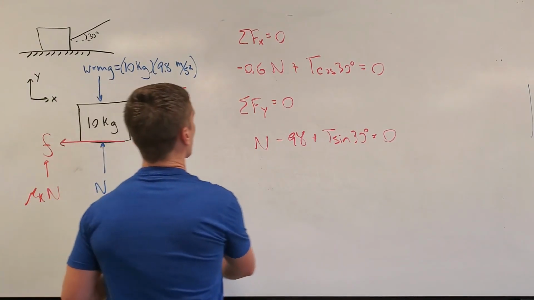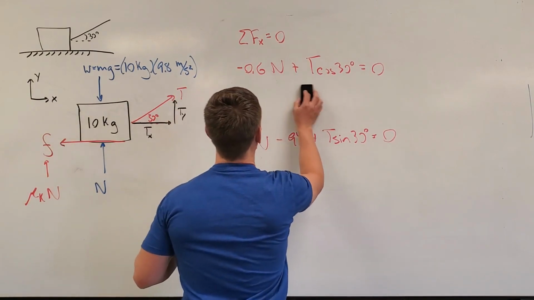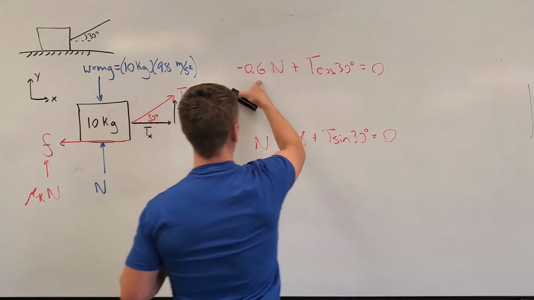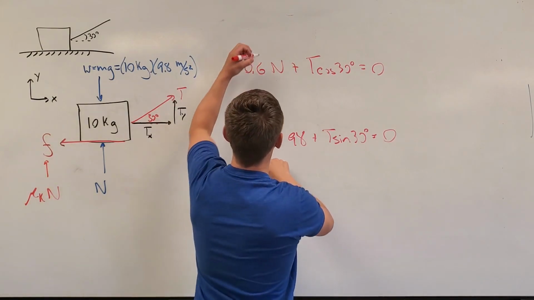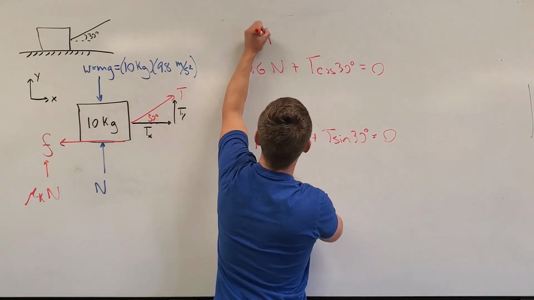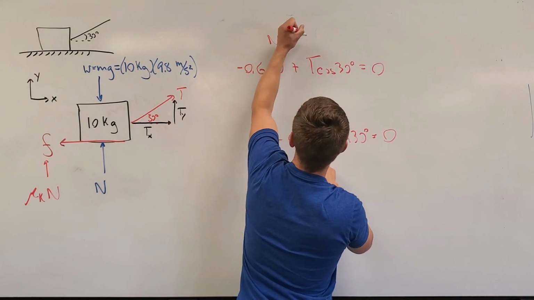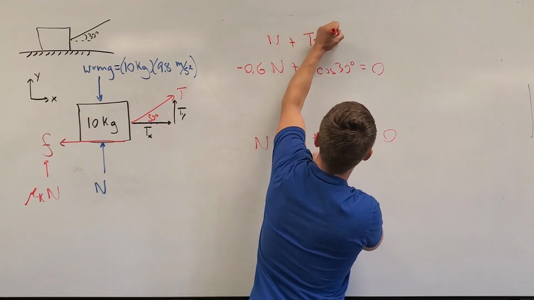So let's go ahead and rewrite these equations a little bit in the same sort of order. This equation, I'm just going to stay the same. This equation, I'm just going to write right above it. This is going to be N plus T sine of 30 degrees.